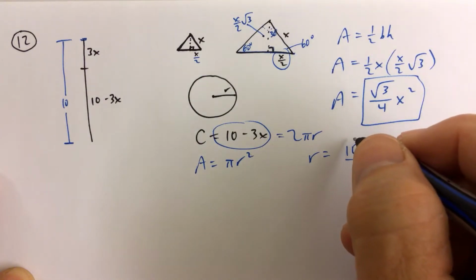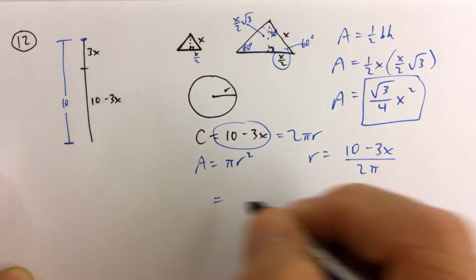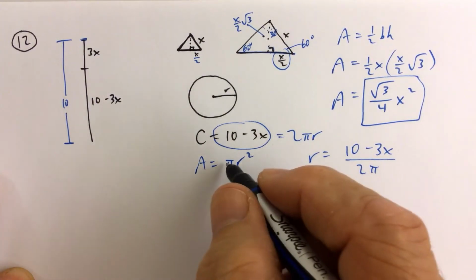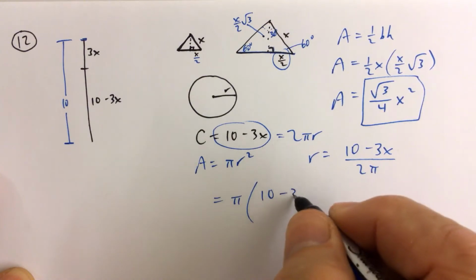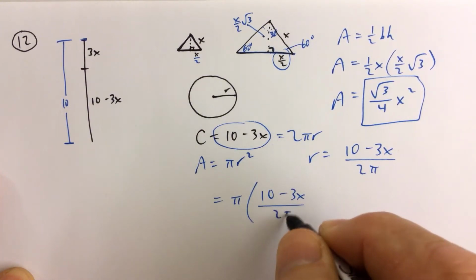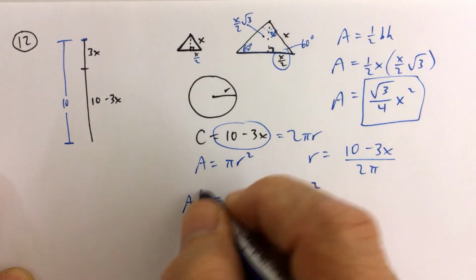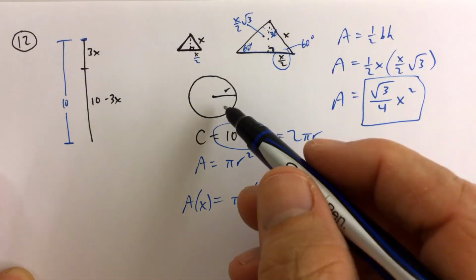So that's the radius of the circle, and the area of the circle in terms of x would be pi times the radius squared, and the radius is 10 minus 3x over 2 pi. So pi times (10 minus 3x over 2 pi) squared is the area in terms of x of the circle.